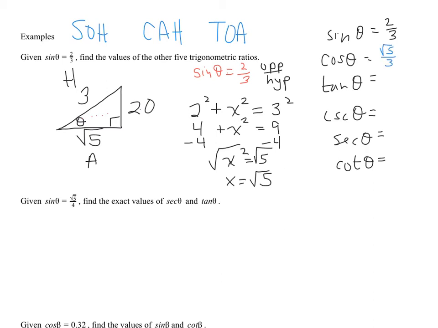And the opposite over adjacent, this is not 20, this is opposite. I probably should make that more clear. So tangent is the opposite over adjacent, so that's 2 over the square root of 5. And you could rationalize it, but I won't do that for this one. And then for the cosecant, secant, and cotangent, I'll just flip them. So cosecant would be 3 over 2. Secant would be 3 over the square root of 5. And cotangent would be the square root of 5 over 2.